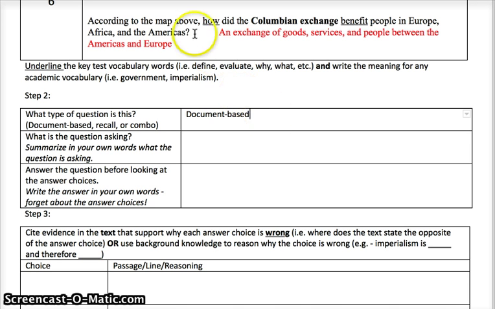It's asking you to look according to the map. What is the question asking? This is where you summarize in your own words what the question is asking. For this question, it's asking how the Columbian Exchange, again, in the words of the test, it says, how did the Columbian Exchange benefit people in Europe, Africa, and the Americas? In my own language, I'm going to say that it's asking me to say how the Columbian Exchange helped people in 3 different continents.